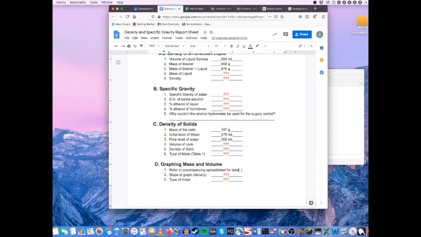And then for part D, I have created a data set, and I expect you to graph that data set and then calculate the slope of the scatter plot that you generate. From that slope, which is equal to the density, I expect you to identify the type of metal in question.